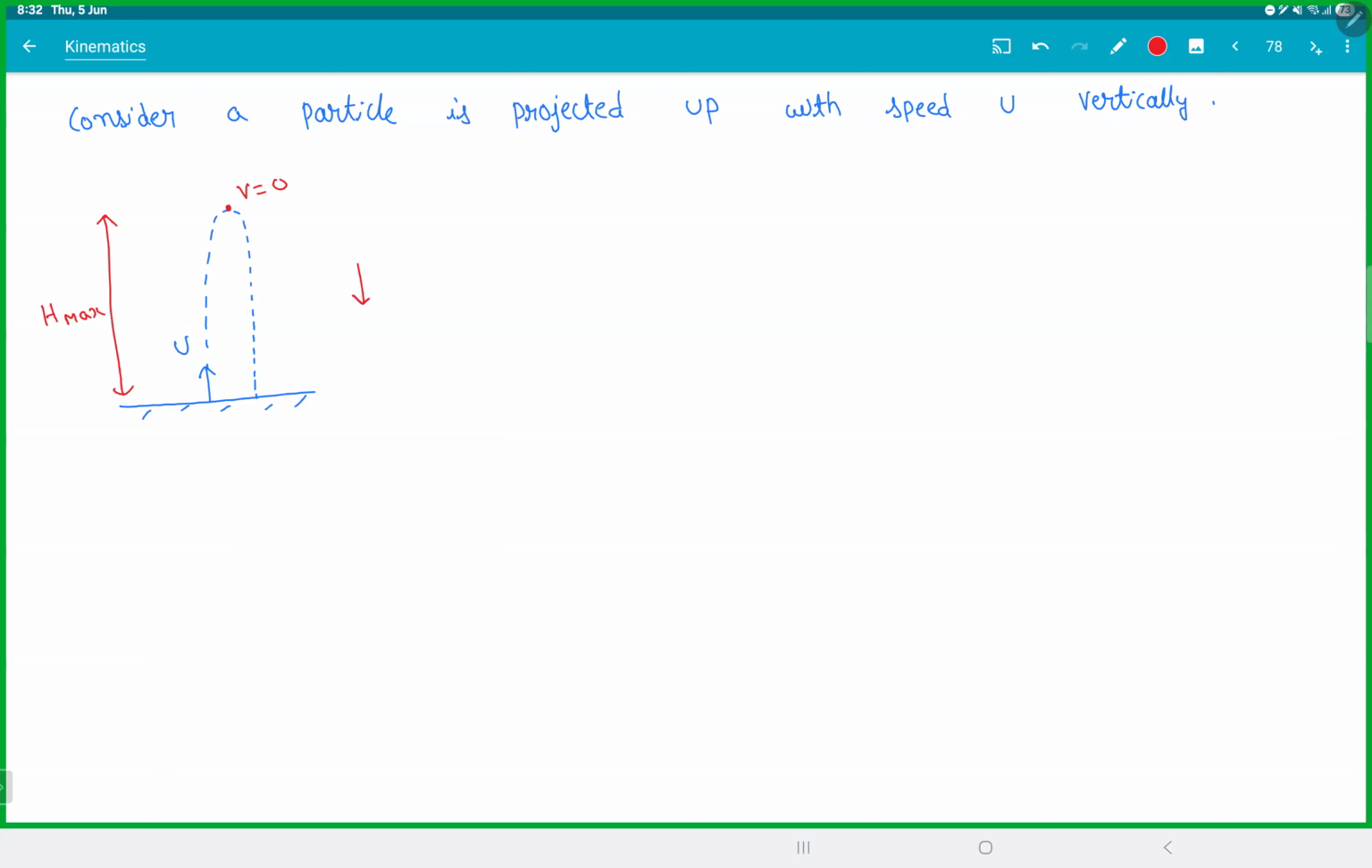And acceleration Ay is equal to g. Look at the meaning of Ay: acceleration in the y direction. That is the meaning of A subscript y. Ay is equal to g. So Hmax is your maximum height from the point of projection. Ay is your acceleration in the y direction. If I write Ax, then it will be acceleration in the x direction.